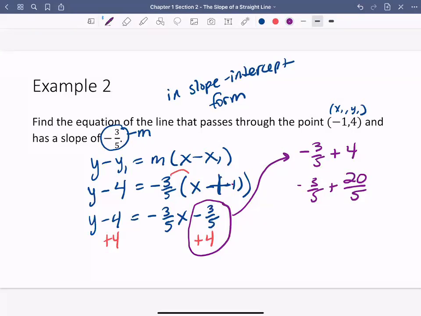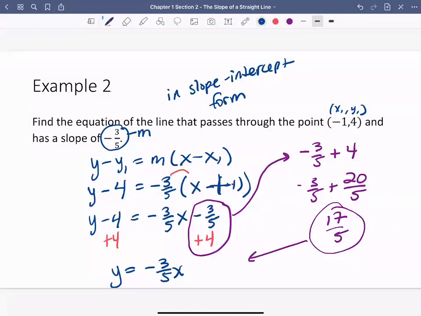How did I come up with this? What I did is I said, okay, if my denominator has to be 5, and I have a whole number of 4, what's 4 times 5? That's 20, and then it has to be over 5. So now you have -3/5 plus 20/5, which is positive 17 over 5. And then on the other side, I have y equal to -3/5 x, and I'm going to pull this over here, which is positive 17 over 5. And there is our equation in slope-intercept form. We went from point-slope to slope-intercept.